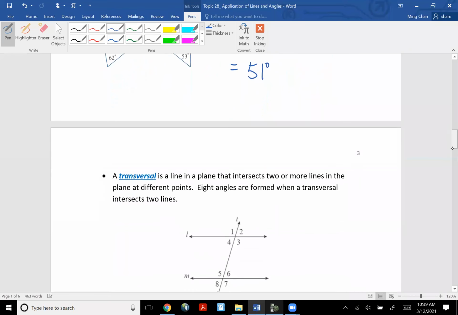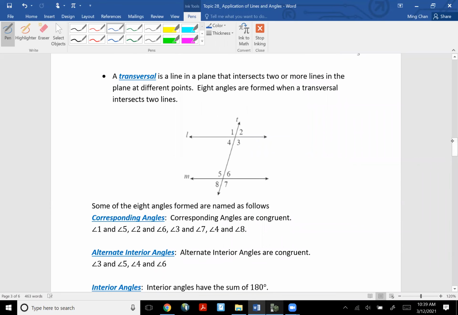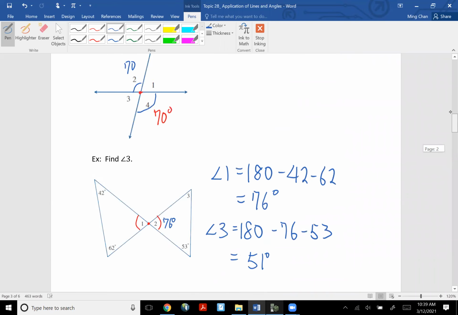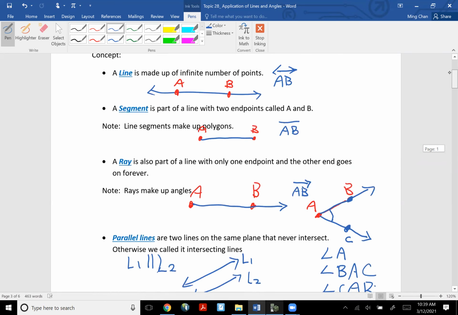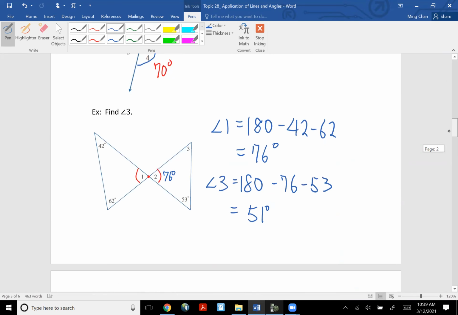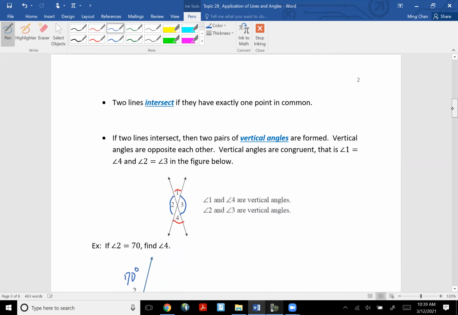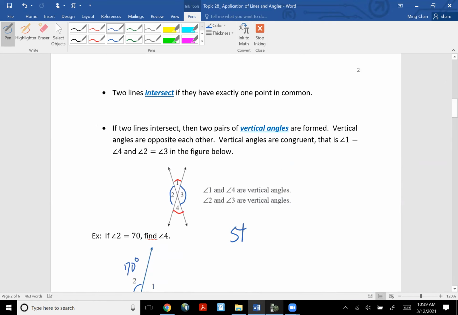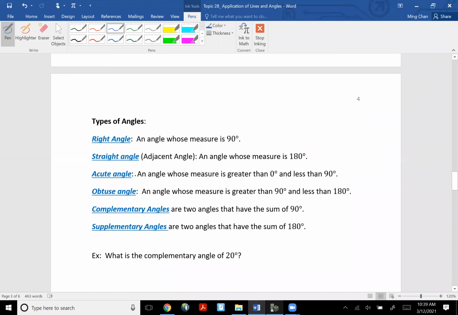All right, transversal. I think there might be one angle I didn't talk about, something called a straight angle. Let me go ahead and add that right here before I go to transversals. Another type of angle is called a straight angle. We have different angles. Let me see if I talk about it down here. Yep, I do talk about it right here.